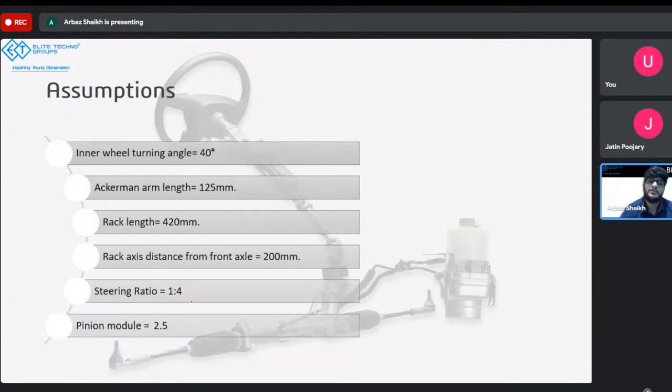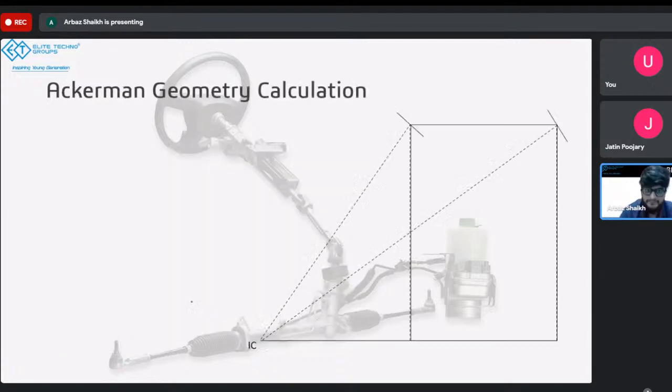And lastly, we saw the pinion module. Like I said, pinion modules come in the standard: 2, 2.5, 3, 3.5, 1, 1.5, and so on and so forth. But for all calculations, I wanted the PCD and number of teeth to be a whole number. That's why I selected this module.